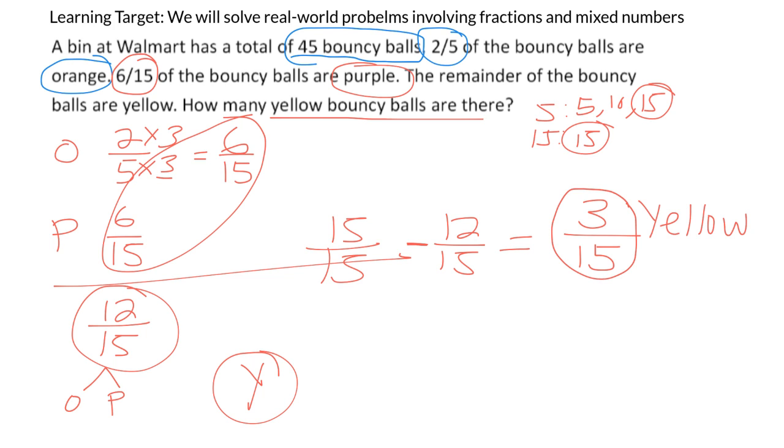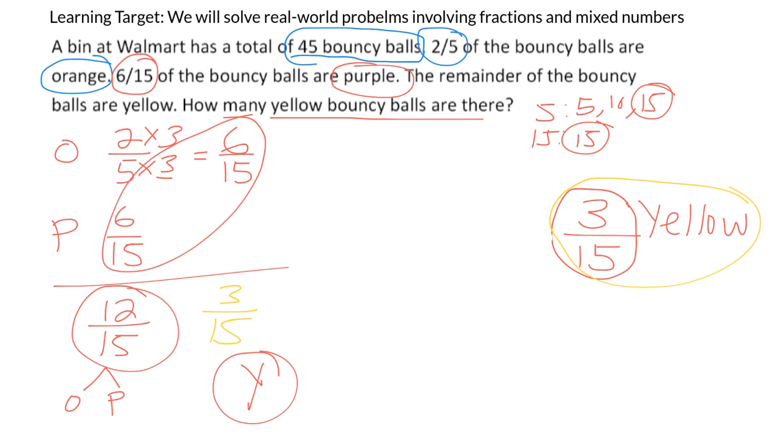Okay, now I'm going to end up erasing some of this stuff right here because we need some more room to work and show our work. But I'm also going to write this over here. 3/15 are yellow. And these two numbers together should add up to 15/15, and we just did the subtraction to show that. Now I circled 3/15 are yellow.